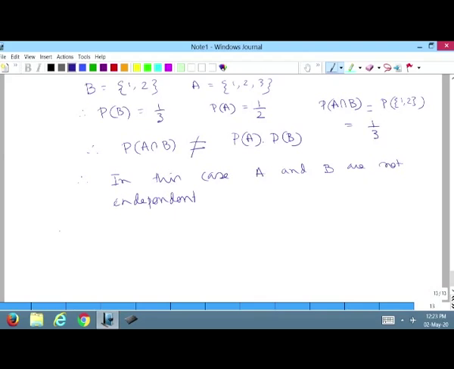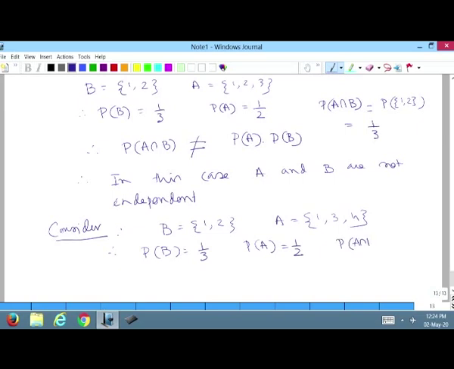But consider B = {1, 2}, A = {1, 3, 4}. Therefore, the probability of B as before is 1/3, the probability of A is half, and the probability of A intersection B is equal to the probability of the singleton {1}, which is 1/6. Therefore, the probability of A intersection B is equal to the probability of B times the probability of A.